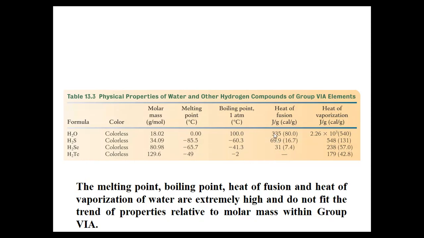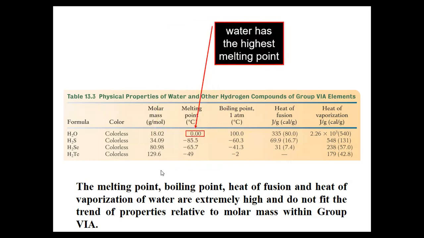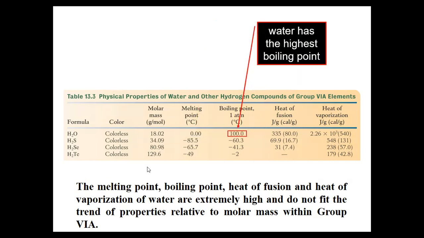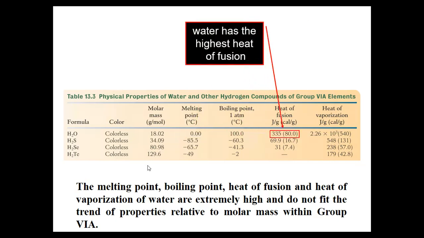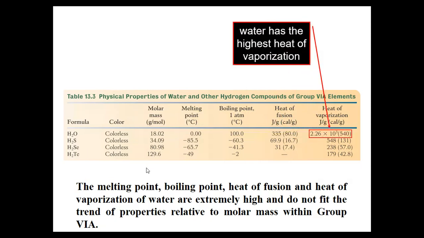It also takes the most energy to melt. That's the heat of fusion, which refers to how much energy is needed to melt a piece of ice compared to other molecules in the same group. And it also has, by far, about 2,000 joules per gram, the highest amount of energy needed to boil this amount of water compared to other molecules in the group. So what we see is this is because of the hydrogen bonding in water. It has the lowest molar mass, but the highest melting point, the highest boiling point, the highest heat of fusion, and the highest heat of vaporization.